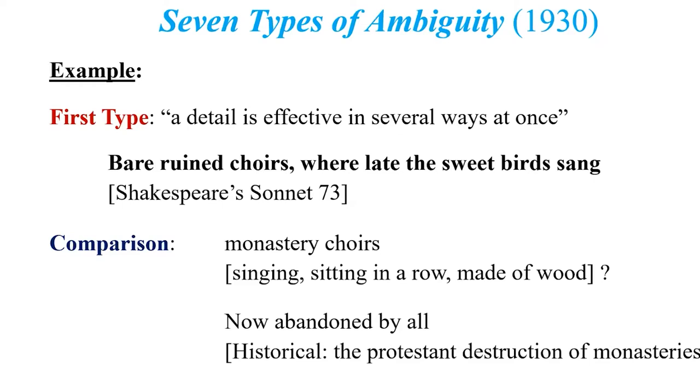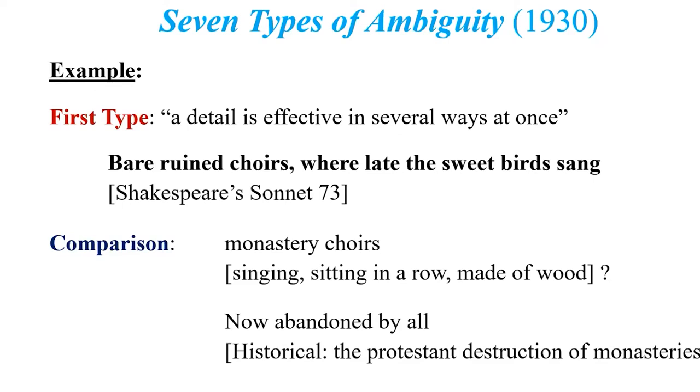The monasteries are destroyed by the Protestants. Now there is no singing at all. It's empty. Maybe Shakespeare is referring to that. So this is example type one. A deep tile is effective in several ways at once. You get a lot of meanings from different angles. So that's the first type of ambiguity.